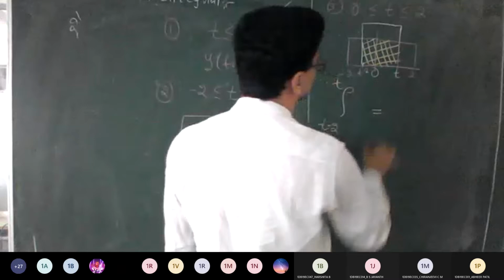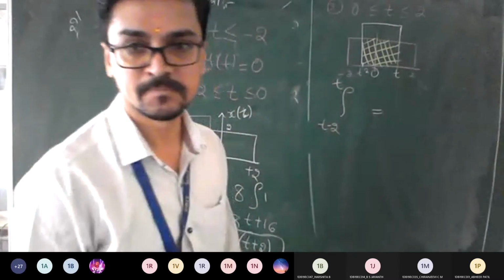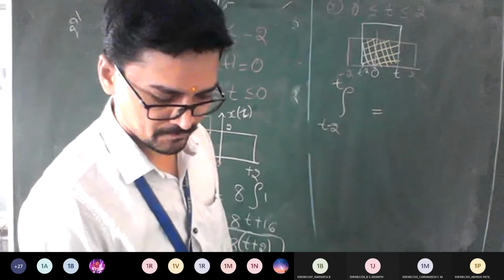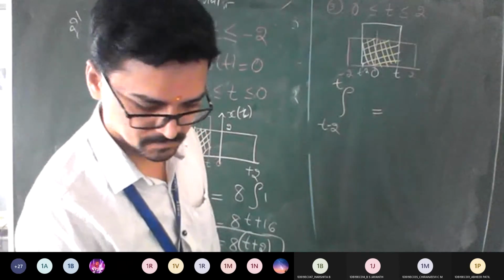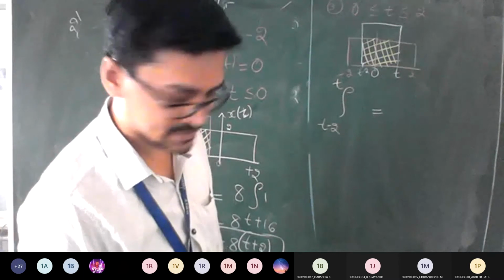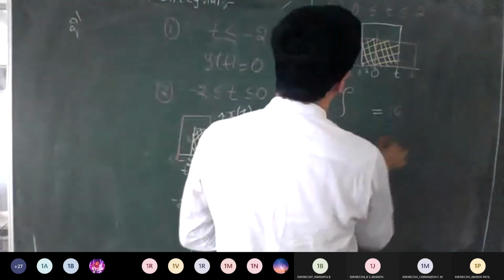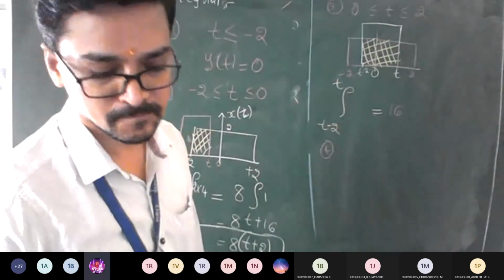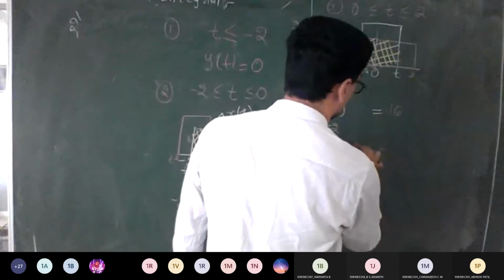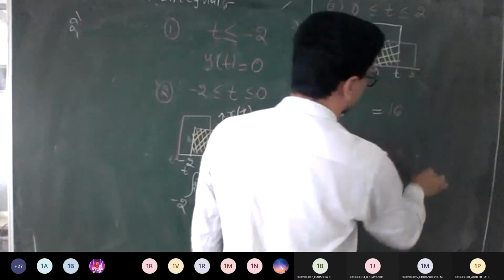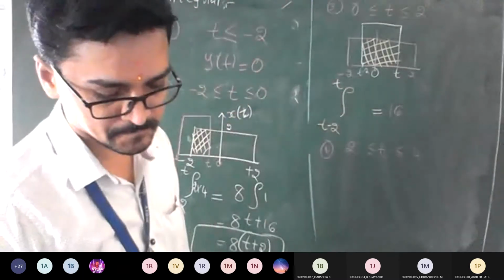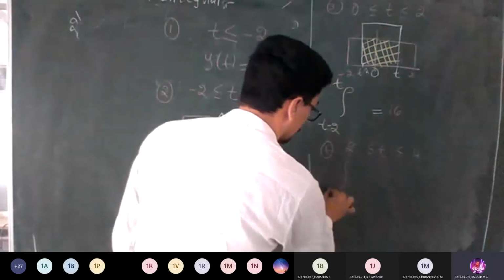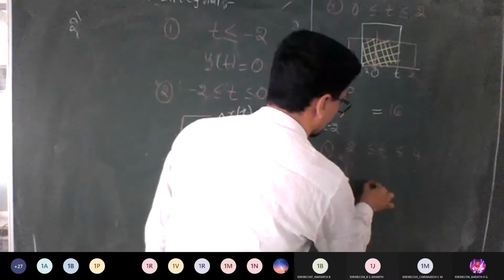Integrate this. What's the answer for case number 3? So finish off this problem. It's already time. What's the answer? 16, sir. Good. Okay, last, case number 4, between 2 to 4, sir. Good. So vary t between 2 to 4. Again the same concept, so the interval will be from t minus 2 to 2, sir. Good. So integrate this. What's the answer?